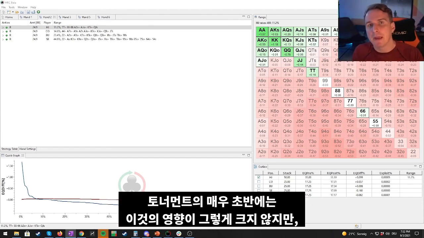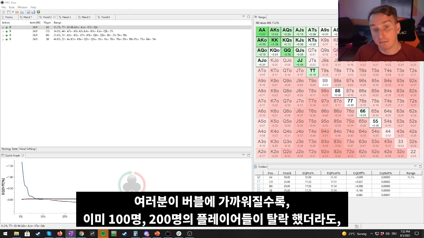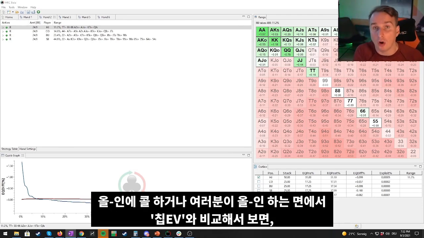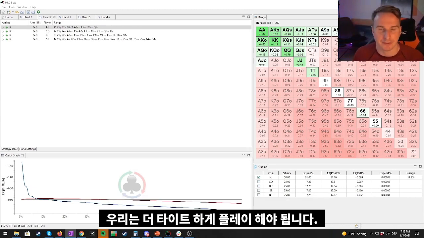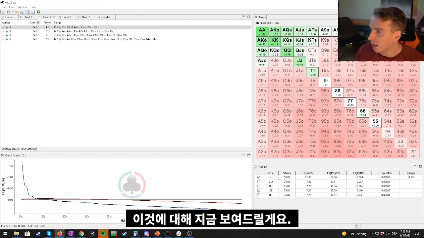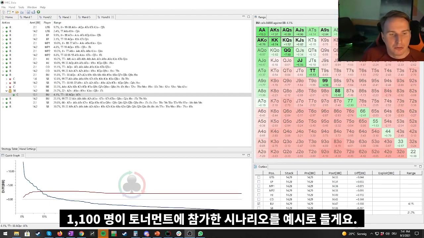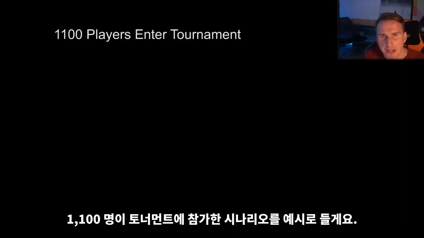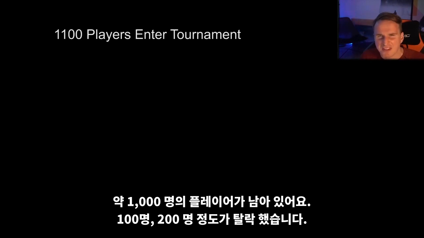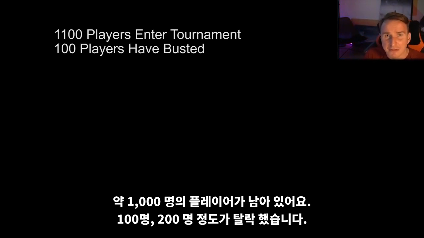Again, it's not that big an effect in the very first stage, but the closer you get to the bubble, even if already 100 or 200 players have busted, you will see that when it comes to calling all-ins or going all-in yourself, compared to pure chip EV, we want to be playing a little tighter. And I'm going to be showing you that right now. I want to show you one practical example of how ICM also applies here in the early stage. We have the scenario: 1100 players entered the tournament, we're around 1000 players left, so only 100 to 200 players have busted so far.